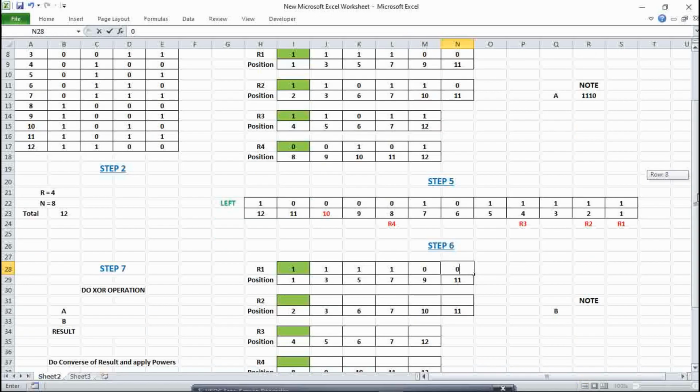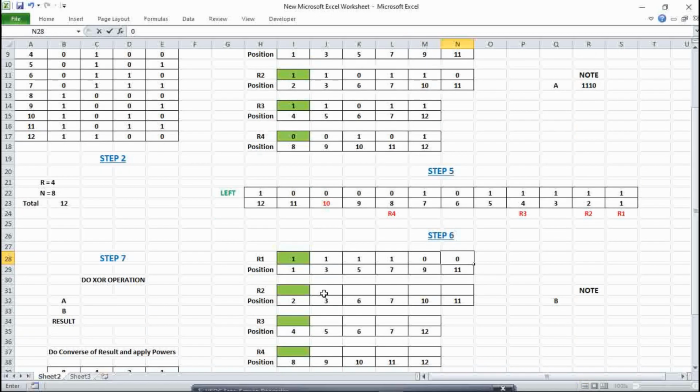Now come to this R2. Is there any position where 10 is coming? Yes, 10 is coming in this. So leave this first green block. Now look, at 3, 1 was there, at 6, 0 was there. Follow the same concept that we have done before. At 7, 1 is there, and at 10, look, we have changed. Now 10 is now 0. So right here 0, and at 11, 0 is there.